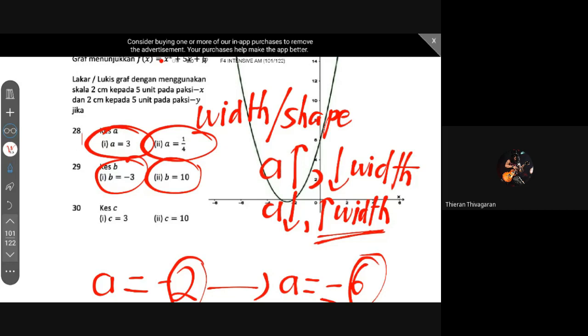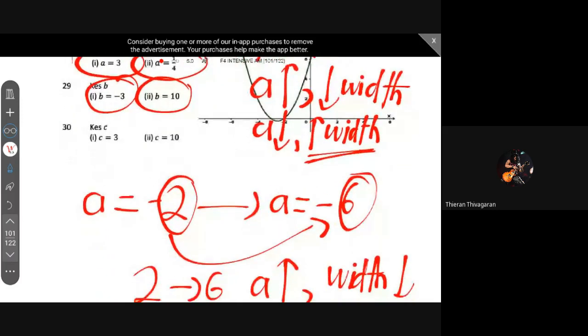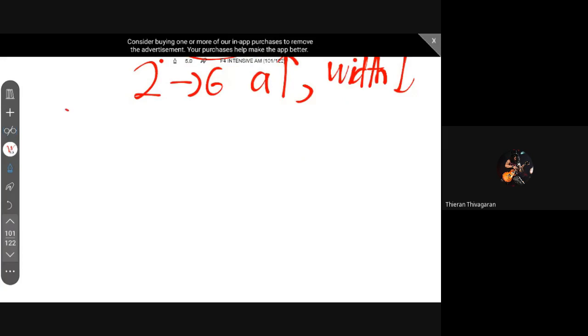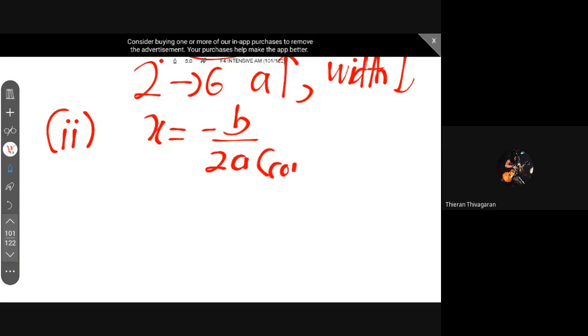Apa akan berlaku? Yes, very good Aiman. Kedudukan graf tu akan berubah sebenarnya. B tu mempengaruhi kedudukan graf. Yes, also the position of the axis of symmetry, correct. Okay, so if you guys know something, tadi saya bagi tahu satu formula. X sama dengan negatif B bahagi dengan 2A. Okay, let's say, kalau saya anggap A ni adalah pemalar, constant. Saya nak kaji hubungan antara B dengan X. I want to investigate the relationship how B affects X.